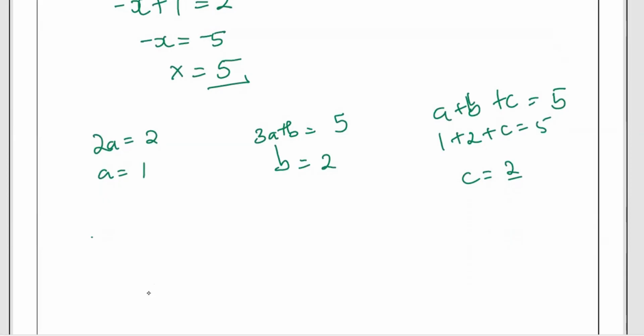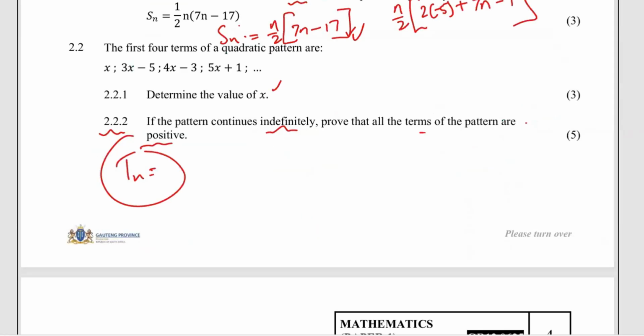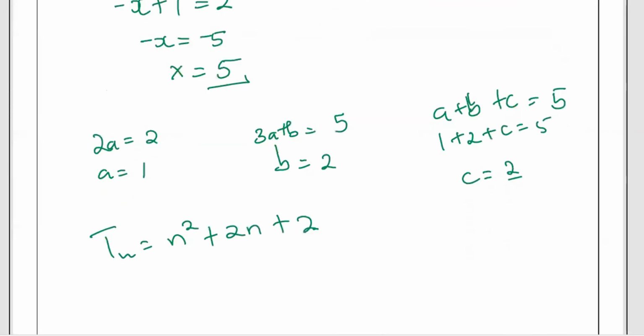So with that, we know that our Tn is just going to be n squared plus 2n plus a 2. Now, if this is the general term that we are getting, what does this tell us? They are telling us that for all the terms, when n is 1, everything is positive. When n is 2, everything is going to be positive. So after getting a general term, you can just draw your conclusion.